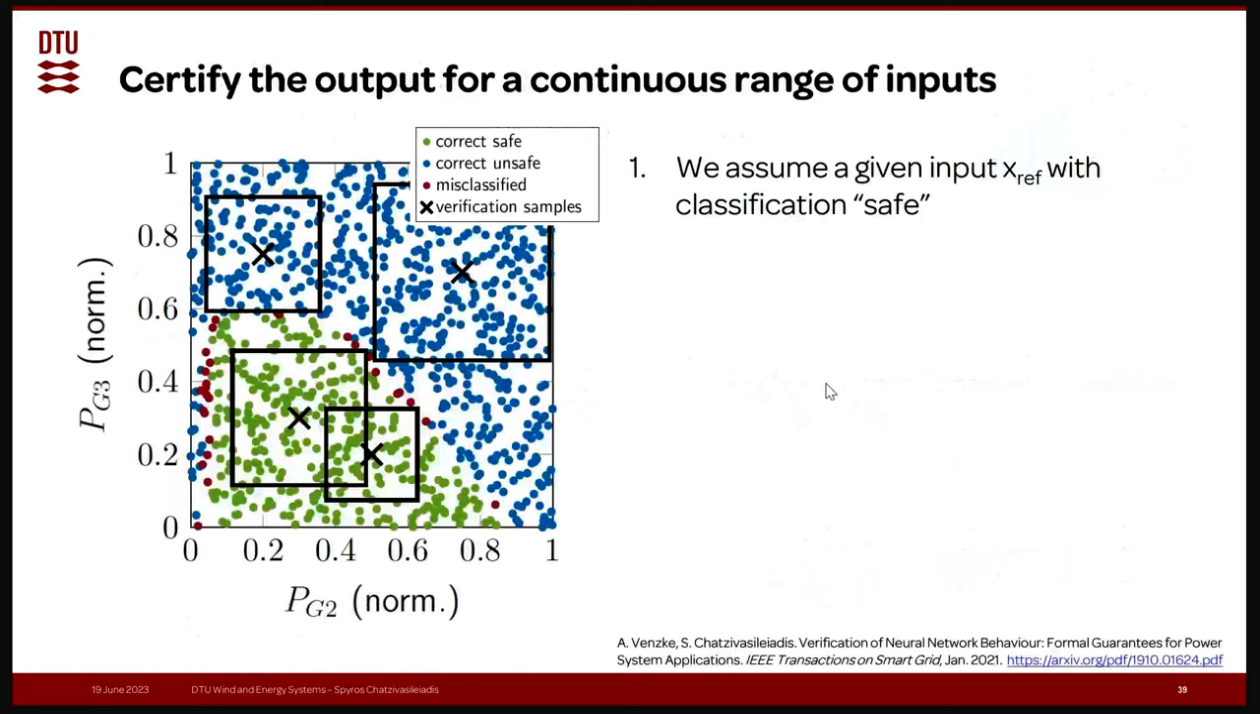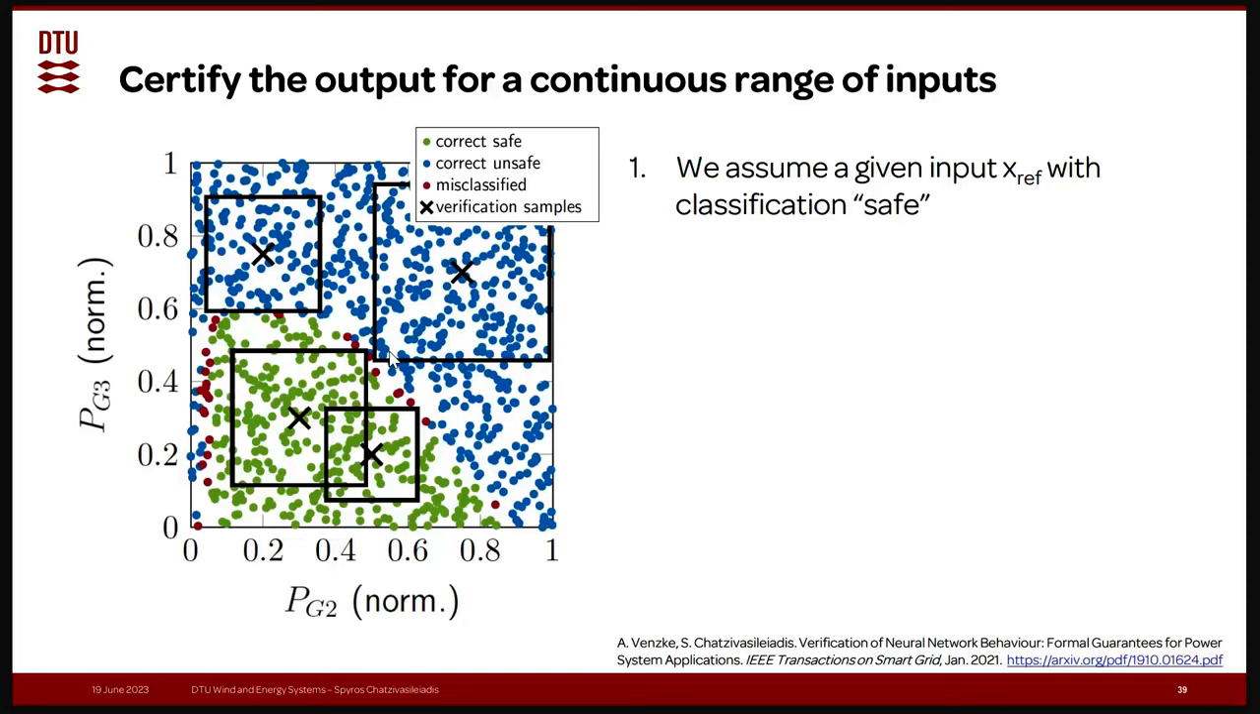So let's take an example. This is for classification. This is an actual example that we have built, a projection on two generators. This is from 0 to 100% of their capacity. Where is it safe and where is it unsafe? Green is safe, blue is unsafe. Red is misclassification. We have generated a lot of samples just to see how our algorithm works. You don't need to generate the samples. This is just for us to evaluate how this works.